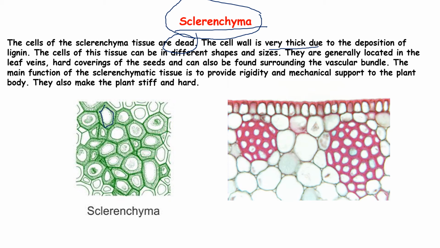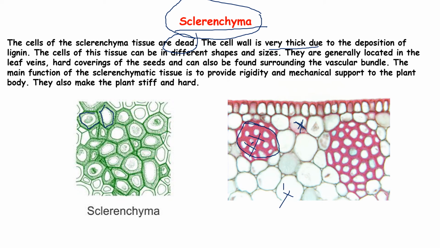This is the typical structure of the sclerenchyma tissue. So you'll see the cell wall is very thick here. This is the patch of the sclerenchyma tissue. Here you can see all three types of cell. This is the parenchyma cell. Here you can see a sclerenchyma cell, and this one is the collenchyma cell, and this one is the sclerenchyma cell.